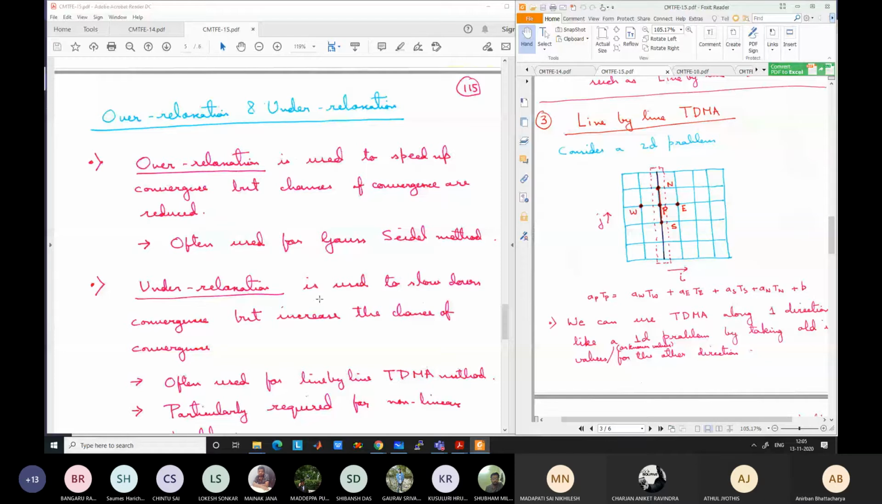And I will just briefly introduce the next topic. So there is something called under relaxation. Any questions about the solution methods that we have discussed?